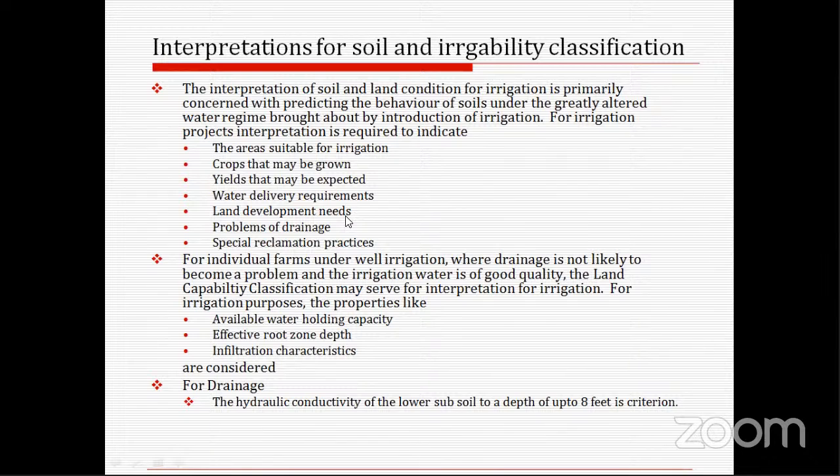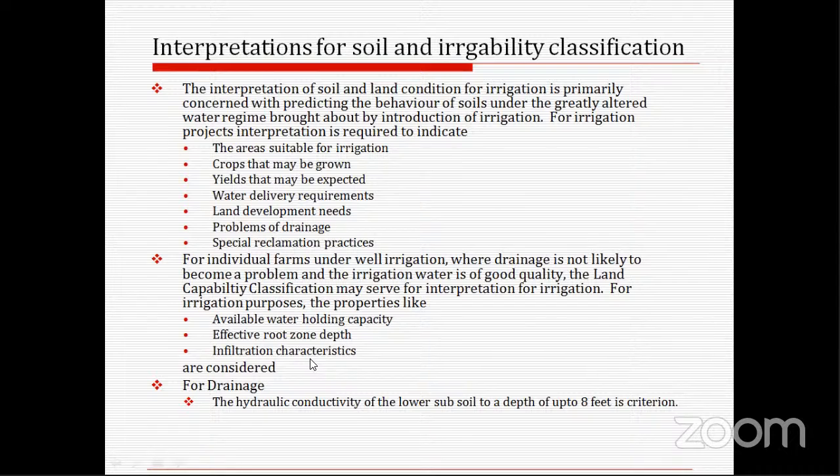But even so, for the purpose of LCC, we want to interpret for the irrigation purpose. We want to see what kind of properties we have to check. Even though irrigation is properly done for individual farms, you have to check the availability of water holding capacity. If any farmer came to you and asked whether he can buy that land, you should check these characteristics. What is the availability of water holding capacity? What is the effective root zone depth? Root zone depth means how much soil is there. That is important. What is the weathering condition of the soil? All these things you should know.